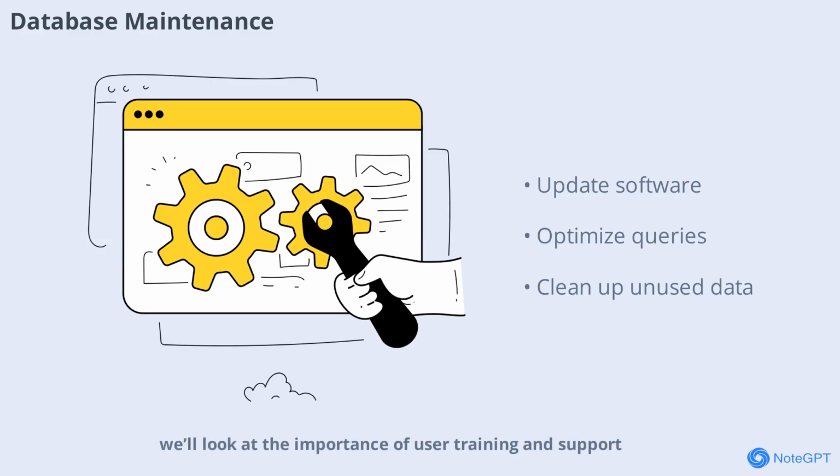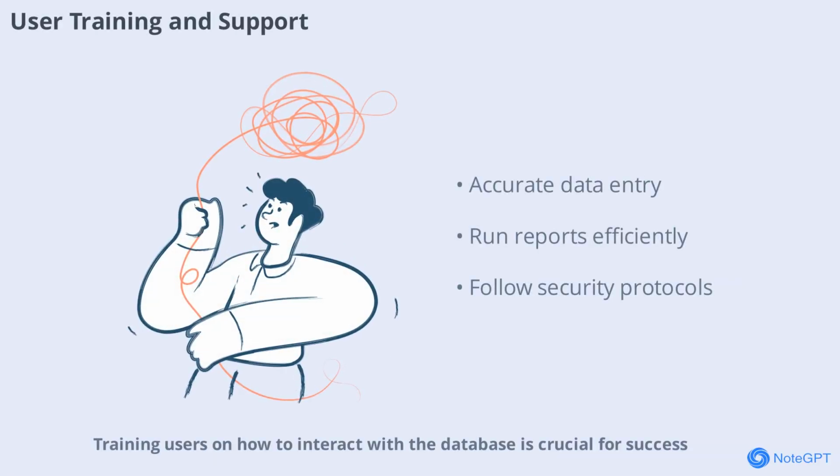In the next scene, we'll look at the importance of user training and support. Training users on how to interact with the database is crucial for success. Well-trained users can enter data accurately, run reports, and follow security protocols. Providing ongoing support helps users solve problems quickly and keeps your database running efficiently. Investing in training and support builds confidence and reduces errors.